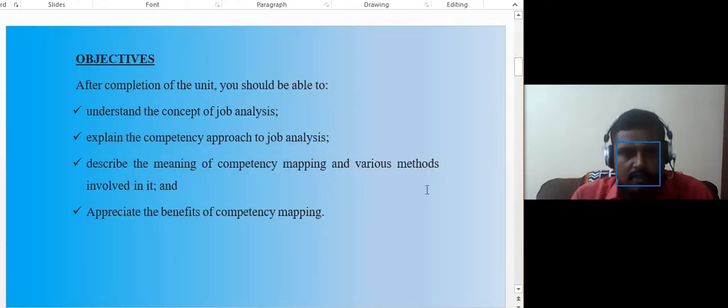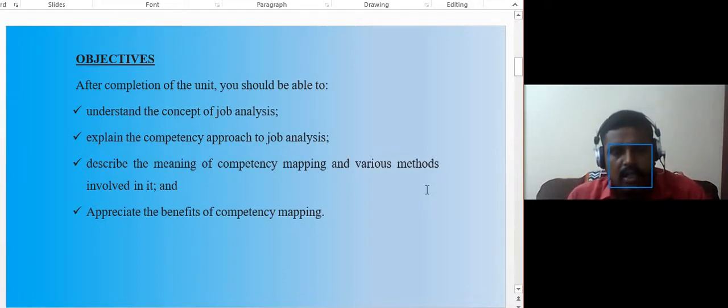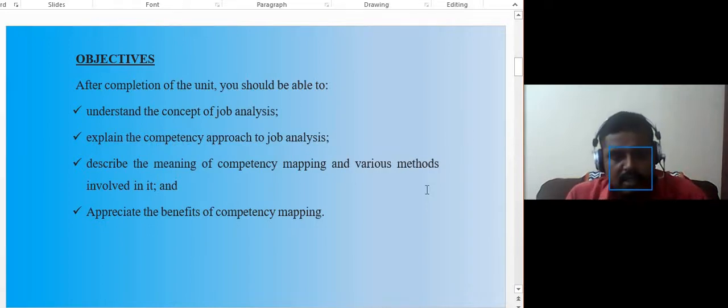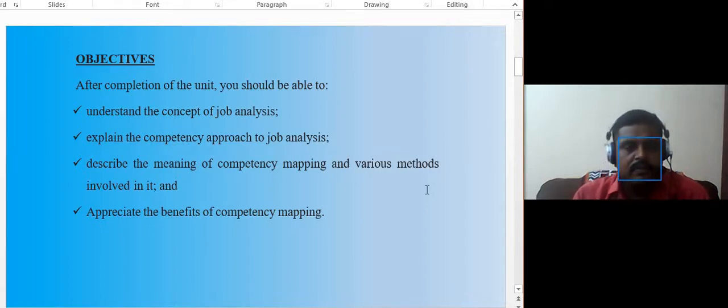The objectives of learning this unit. After completion of this unit, the student should be able to understand the concepts of job analysis, and it explains the competency approach to job analysis, and describes the meaning of competency mapping and various methods involved in it, and appreciate the benefits of competency mapping and so on.